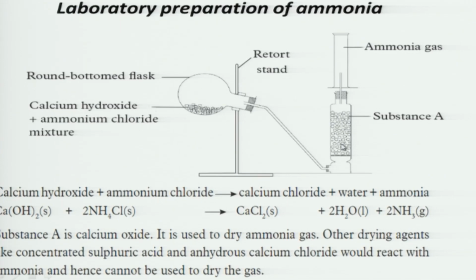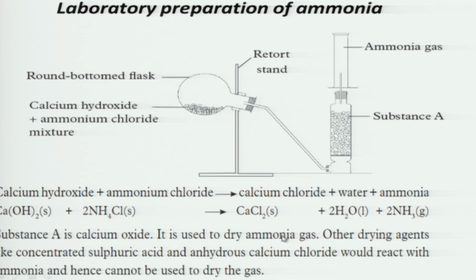The role of this calcium oxide is to dry. Since we have some water there, this ammonia is expected to be moving with some water vapor, so it is retained here. All right? So as calcium hydroxide reacts with ammonium chloride, we form calcium chloride, water, and ammonia gas. This water is retained within substance A, which is calcium oxide. So ammonia is collected as a dry gas.